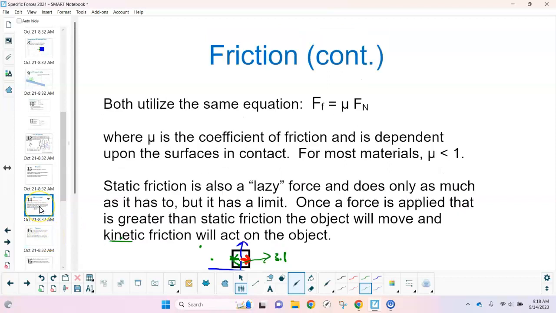Kinetic friction is easier to calculate. It's just one number. It's constant no matter what. So you just do the coefficient for kinetic friction times the normal force. The static and kinetic coefficients, this U value changes. So you will get those out of a chart, or they're going to be described in a problem, and you can figure it out that way.